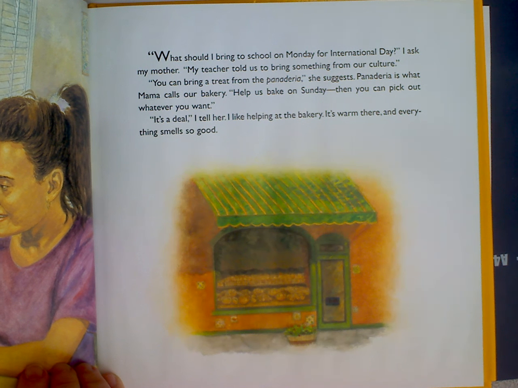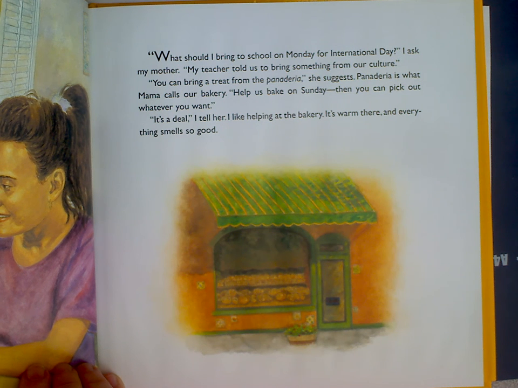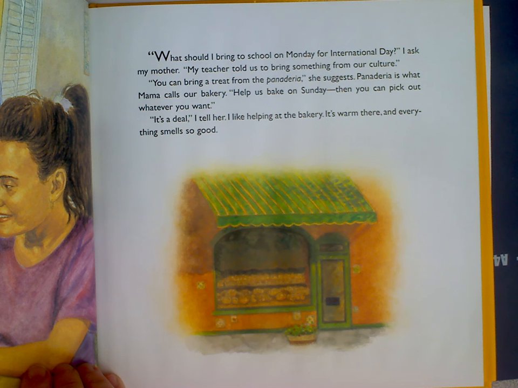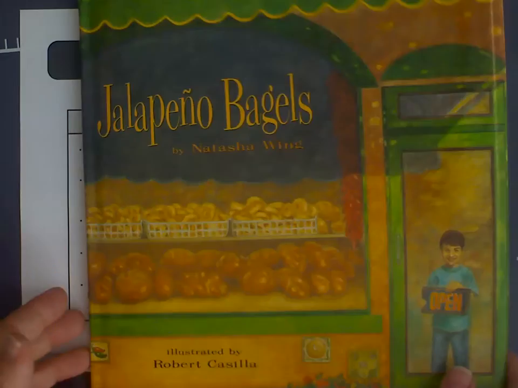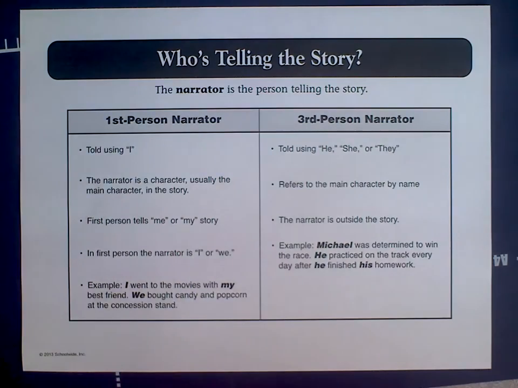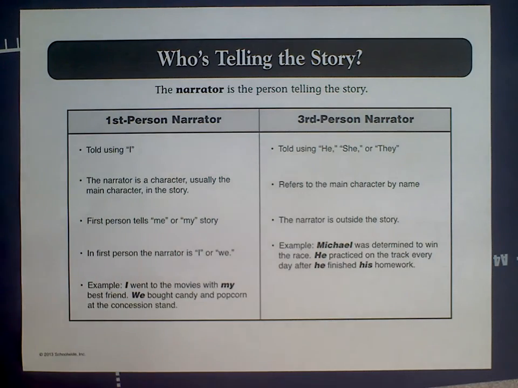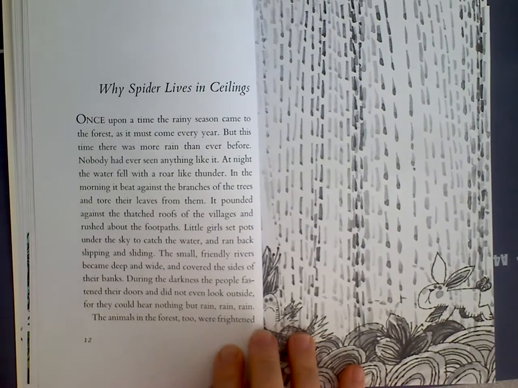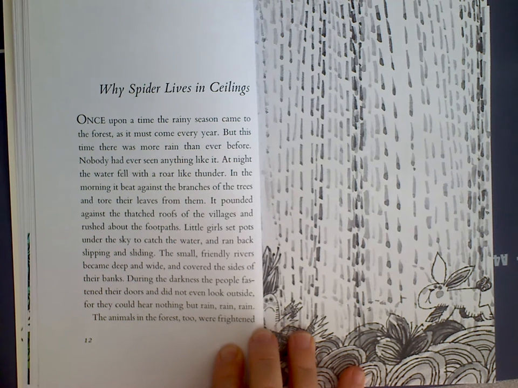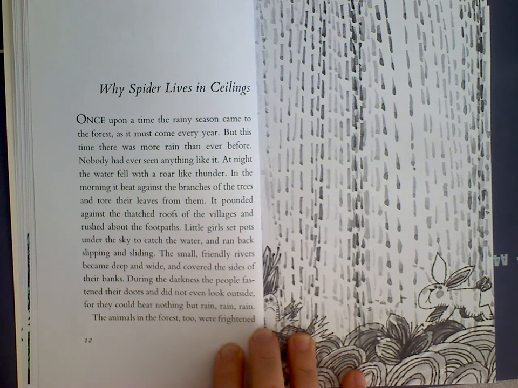Did you notice the use of I? Pablo is our narrator. So this story is an example of first person narration. Now we're going to read why spiders live on ceilings. This is from our text, The Adventures of Spider, West African Folktales. As we read, we're going to identify the type of narration by paying attention to key signal words.